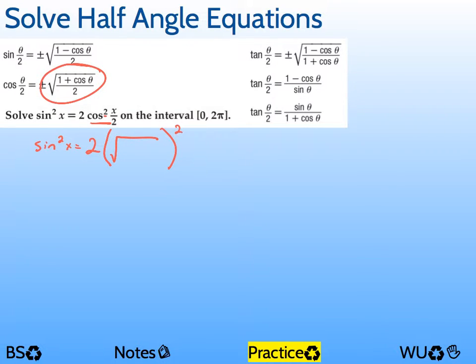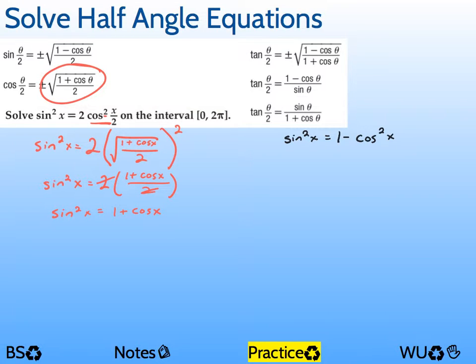So it's like square root of 1 plus cosine of x all over 2. Now, when we take a square of a square root, that all just cancels. So we have sine squared of x equals 2 times 1 plus cosine of x over 2. Clearly these 2's will cancel out, and we're left with sine squared of x equals 1 plus cosine of x.